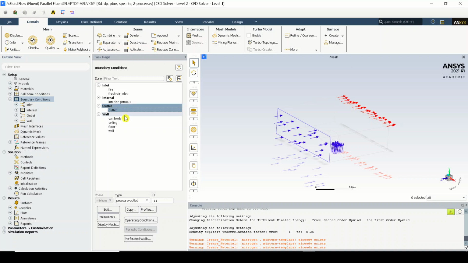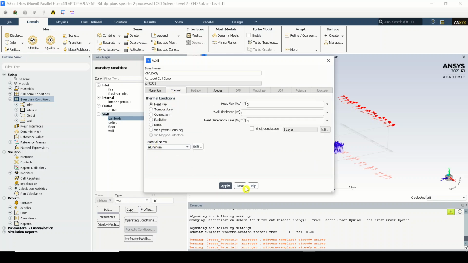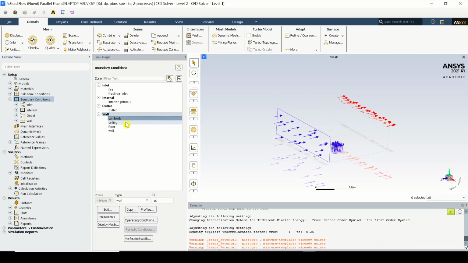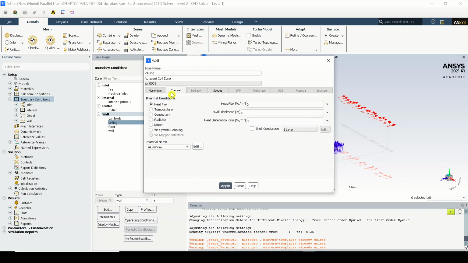Outlet is done. Now the car body will be an aluminum body, we'll just leave it as it is. So we can just check over here in the edit, go to thermal, and the material name is aluminum, right? But for the ceiling, floor and wall, we will be changing the material to concrete. So I'll go to thermal and go to temperature. Let the temperature be 300.